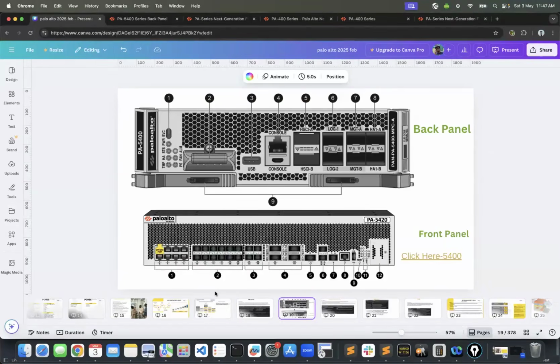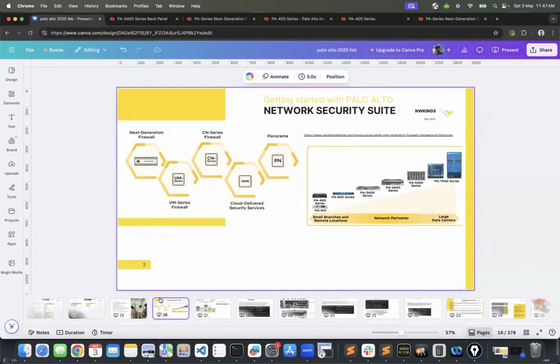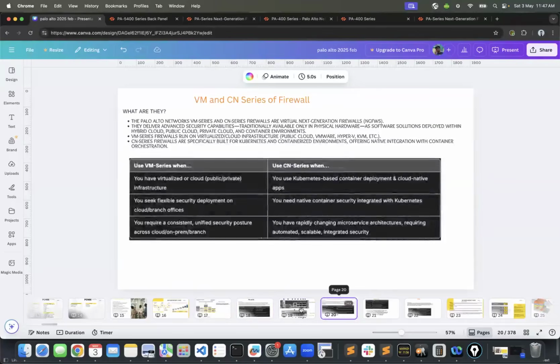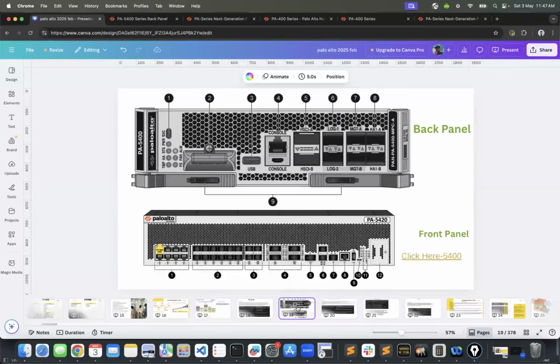Okay. In the PA series, starting from here, does anyone have any questions related to the PA series only? Sir, what is the purpose of the log port here? There's a log port between the management and HSCI port. Okay, very important question. A log port generally doesn't exist in all other vendors. It's a dedicated port given on higher model numbers of Palo Alto.